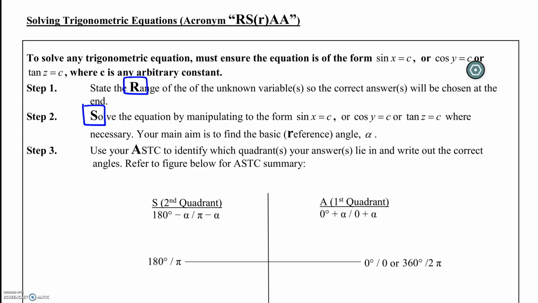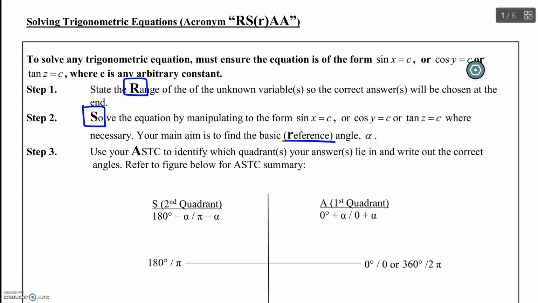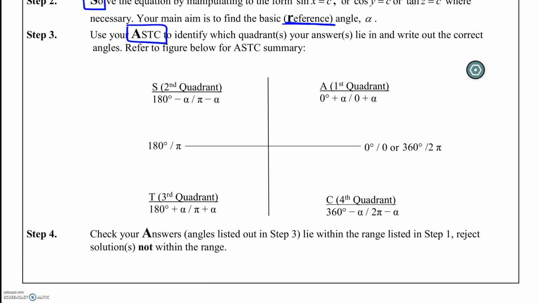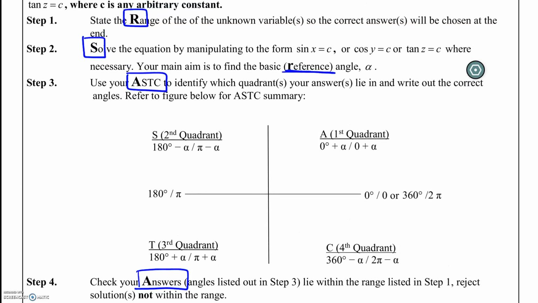Your main aim is to find the reference angle, sometimes known as the basic angle. Step 3, using ASTC to identify which quadrant your answer lies in. Step number 4 is to check your answer to see whether it lies within the range that you stated in step 1. If the answers are not within range, you will have to reject them.